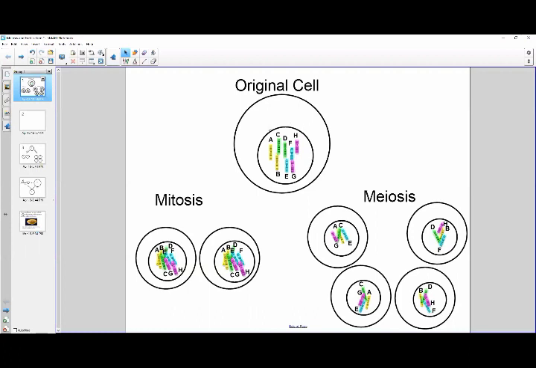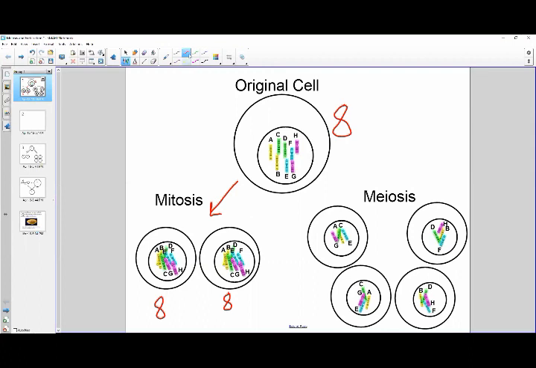So if we take a look at this original cell here, it has some chromosomes in it. So it has A, B, C, D, E, F, G, and H. Okay, so this original cell we're starting with has 8 chromosomes in it. If we go through the process of mitosis, then we're going to double each of these chromosomes. We'd pull the originals and the copies to each side, and we end up with 2 cells. So each of the new cells for mitosis would also have A, B, C, D, E, F, G, and H. So both of these also have 8 chromosomes in them, and they would be exactly the same as the cell that we started with.